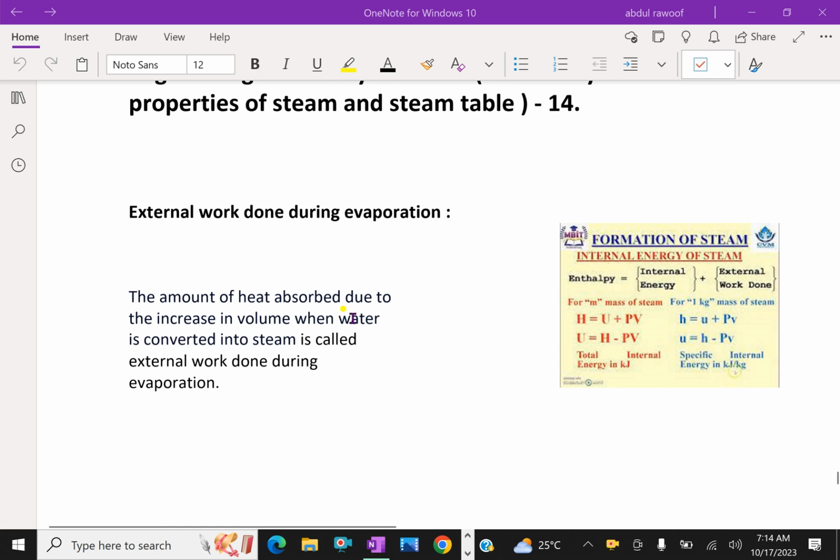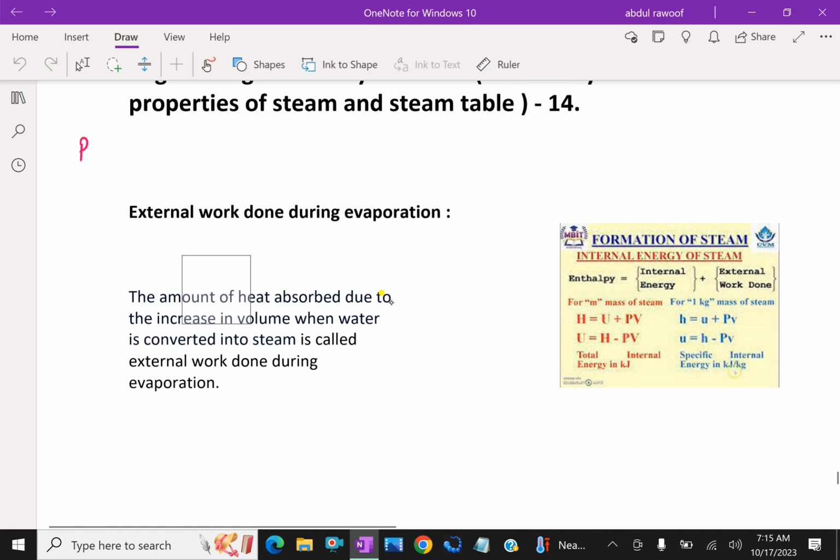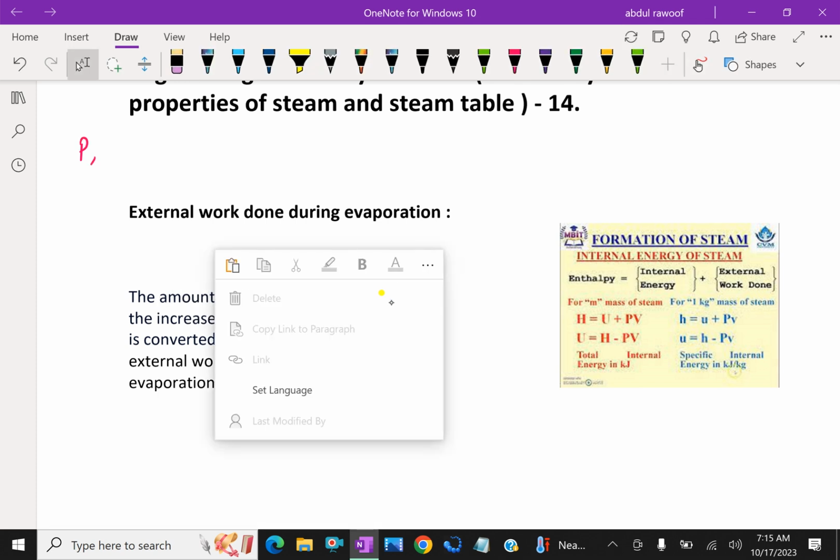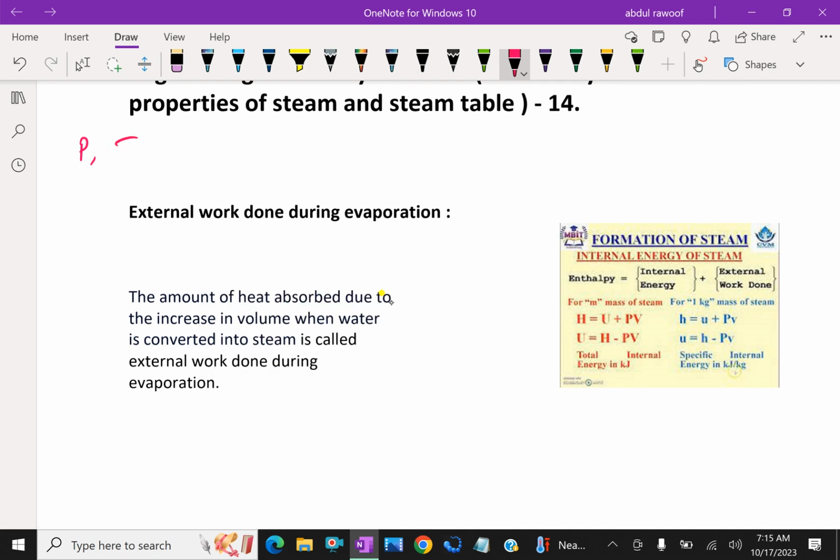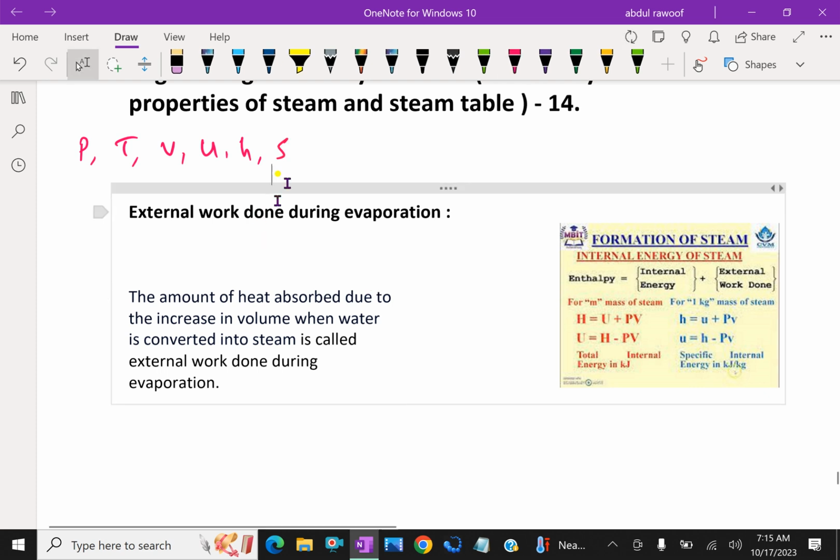In engineering thermodynamics, in engineering problems for any fluid which is used as working fluid, the six basic thermodynamic properties are pressure P, temperature T, volume V, internal energy U, enthalpy H, and entropy S. These are the six important properties we need.